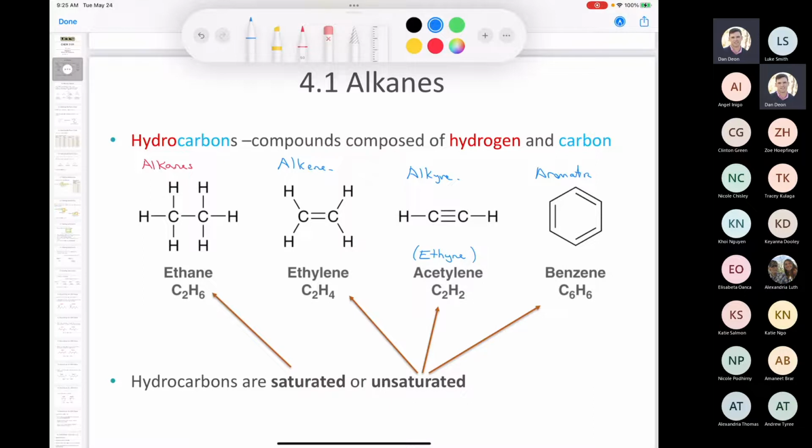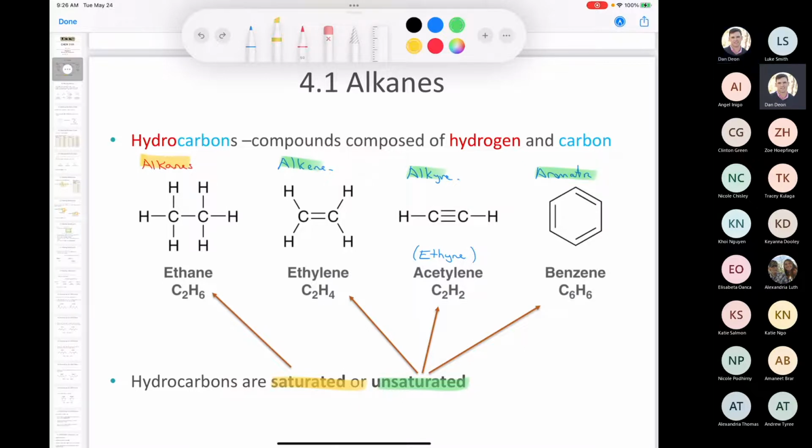And we can classify hydrocarbons as being either saturated, like an alkane, or unsaturated. Alkenes, alkynes, and aromatics would all fall under the umbrella of being unsaturated hydrocarbons. What does that mean? It means that they do not have the maximum number of hydrogen atoms per carbon. If you look at ethane, we have two carbons, and the maximum number of hydrogens that you can have when you've got two carbons is 6. You cannot have any more than 6. There's no such thing as C2H7 and beyond. It doesn't exist.